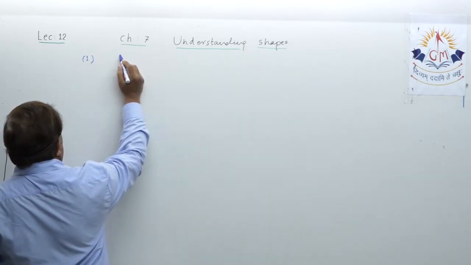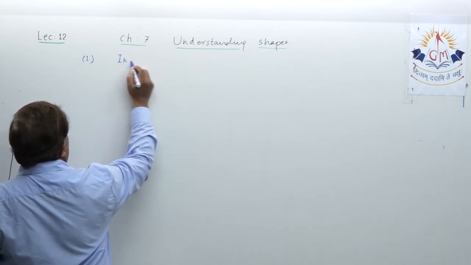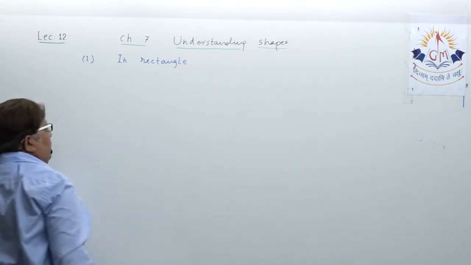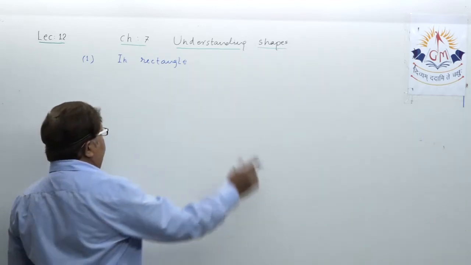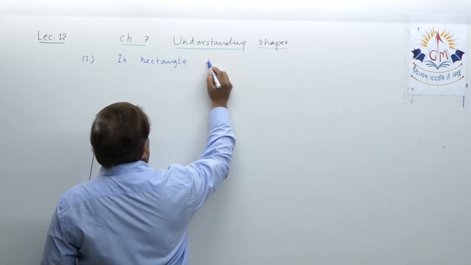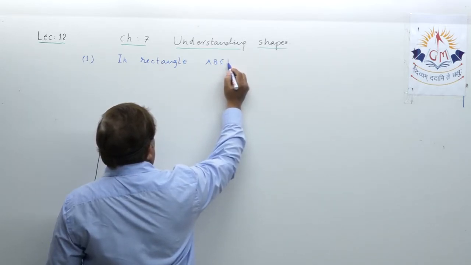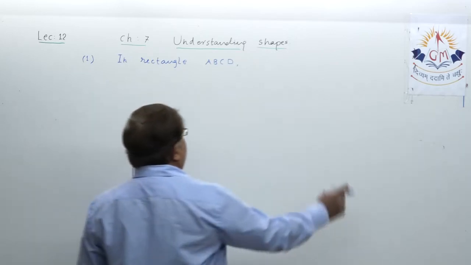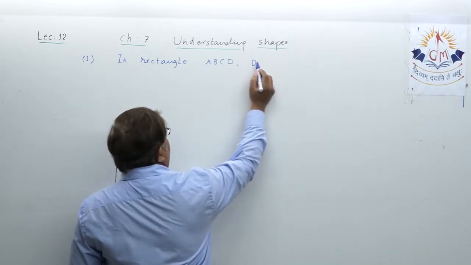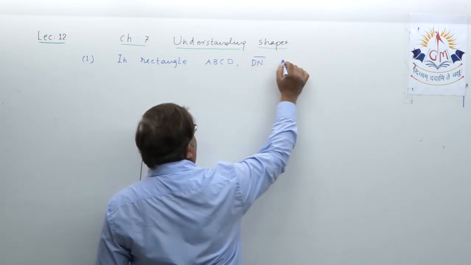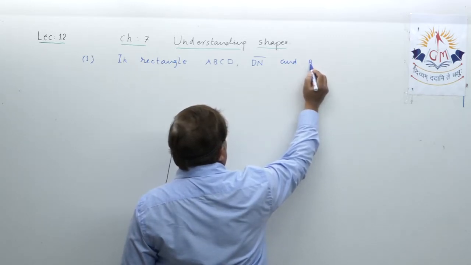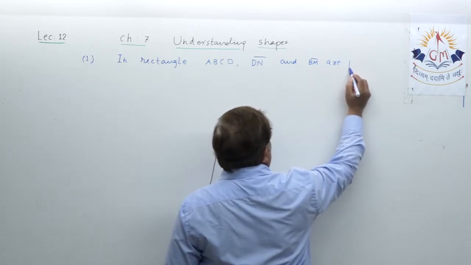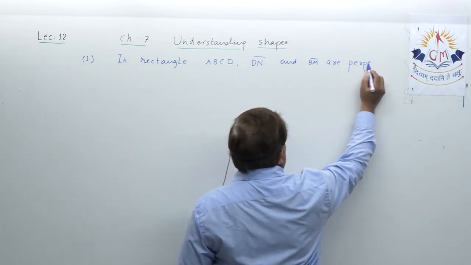Please note down with me. In a rectangle ABCD, please note down with me, in rectangle ABCD, DN and BM are perpendiculars.